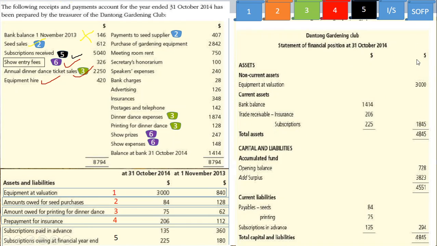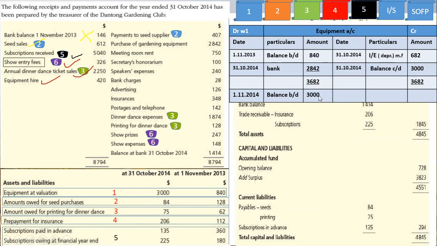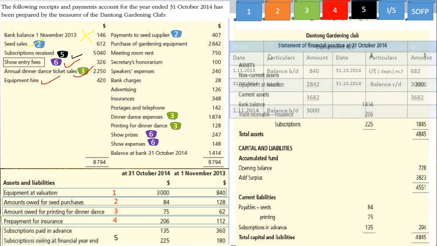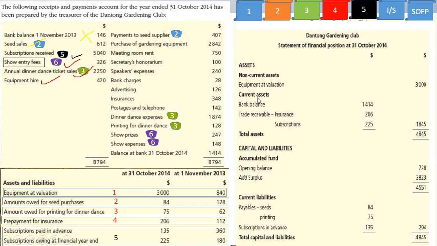Now we go to the statement of financial position. In the statement of financial position, you need to list the non-current asset first. So you have equipment here. Equipment is your closing balance 3000. You put it down here. That's the closing balance here 3000. Then current assets, bank balance is your current asset. This 1414 becomes your current asset, comes here.